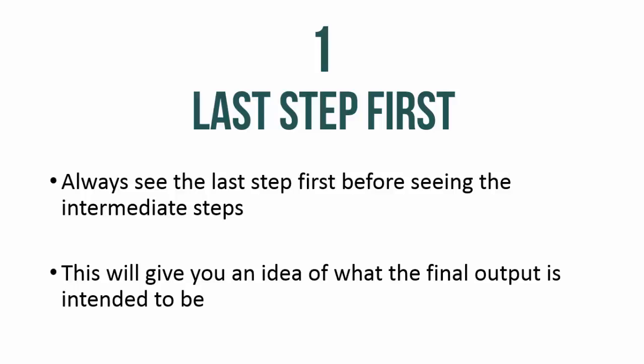So you will see, as in our example, that the words had been rearranged in descending alphabetical order. It might be some other logic. But if you look at the output first, you look at the last step first, you will know exactly what the final step is supposed to be. That will help you understand the intermediate steps better.